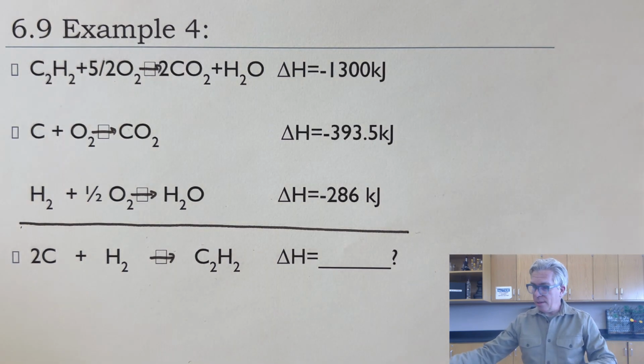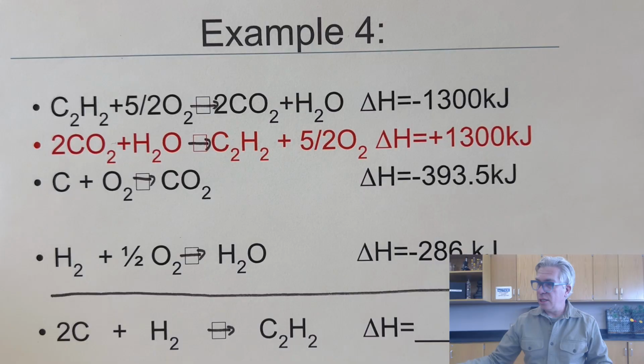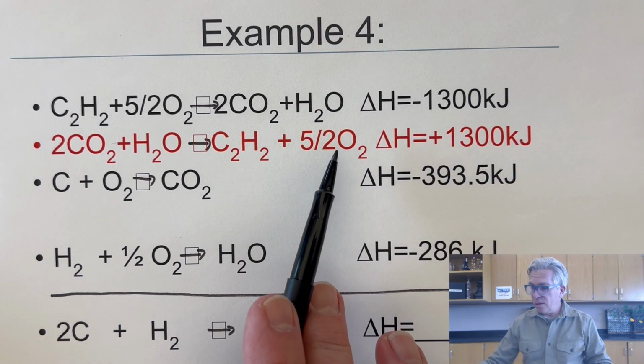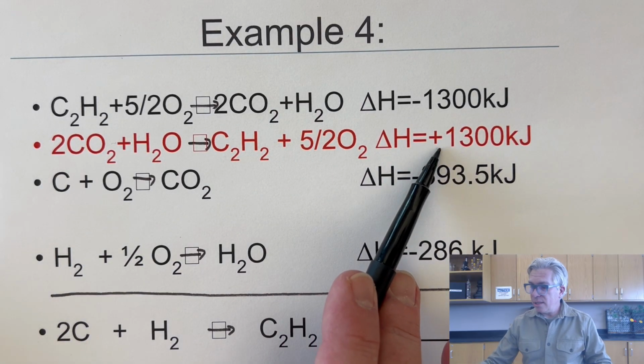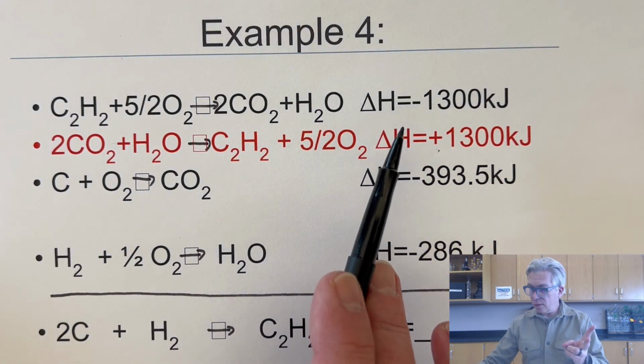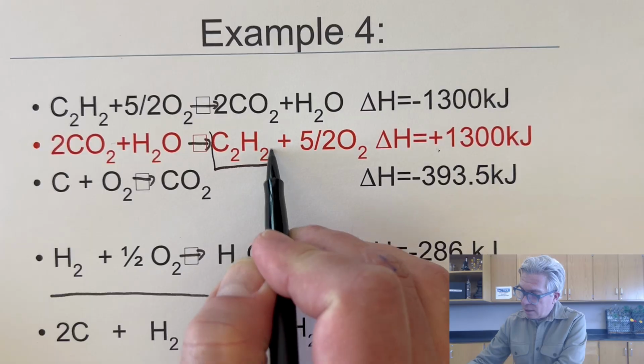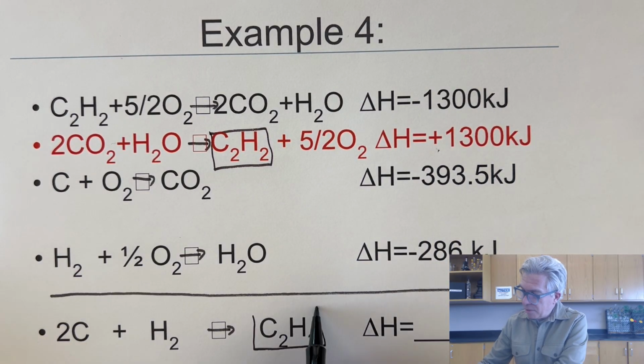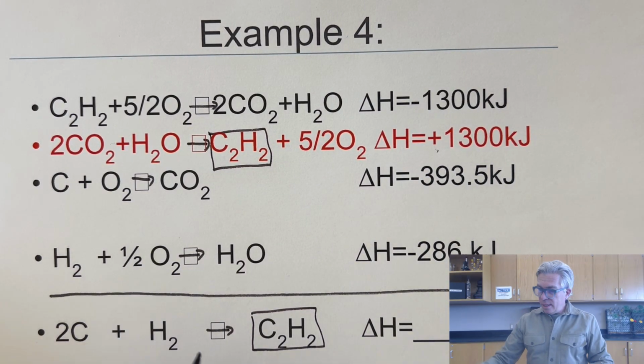Okay. All right. So the first thing I did when I did this is I reversed that first equation. I rewrote it in red so that you can see it. And that changed the sign of the delta H. So I'm going to use this red one. I'm going to ignore this black one now. I just reversed it. Now the C2H2 is on the appropriate side where it needs to be. Then the next thing I need to do is take care of this carbon because I need 2 carbons in it.